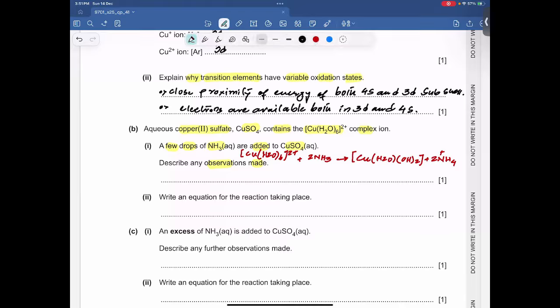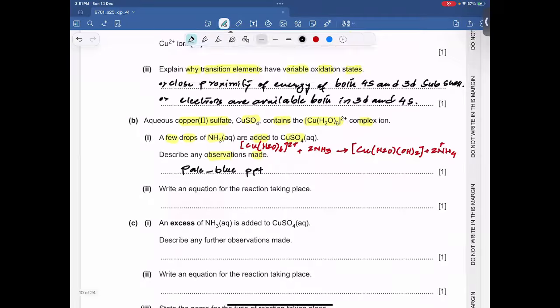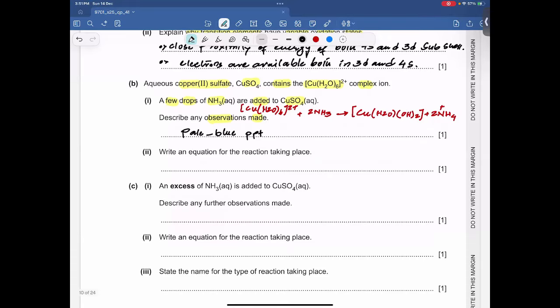And obviously pale blue precipitates are formed. Write an equation for the reaction taking place. So I need to write this equation here. Cu(H2O)6 2+ plus 2NH3. That's an acid-base reaction, also called precipitation reaction.